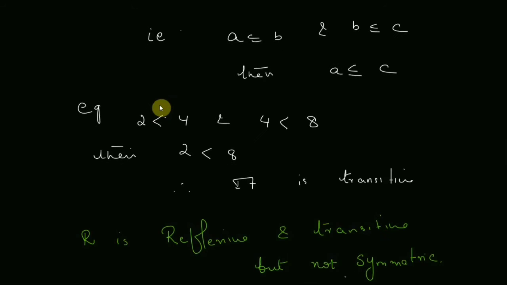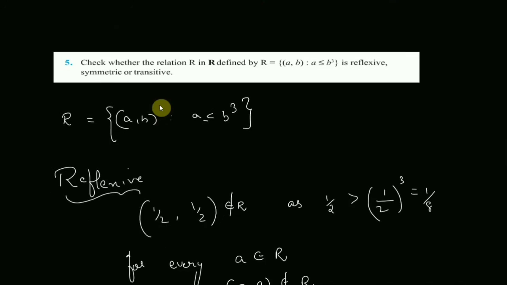Now we'll move on to the next question. Question number 5. Check whether the relation R defined by R = {(a, b) : a ≤ b³} is reflexive, symmetric or transitive. So what is the relation given? R is (a, b) with a less than or equal to b cube. Again it is in the set of real numbers, so the relation R is a subset of R cross R.